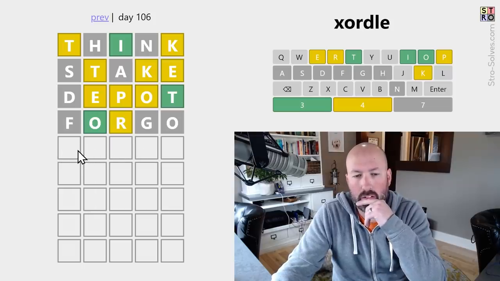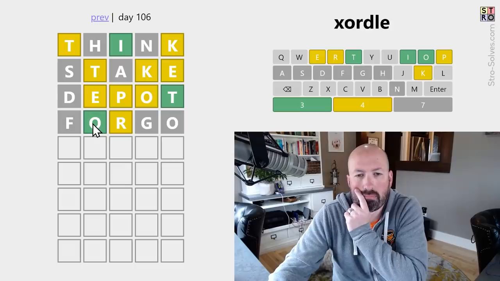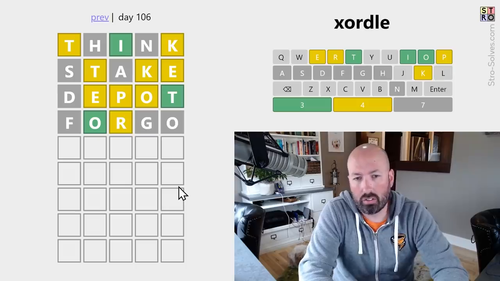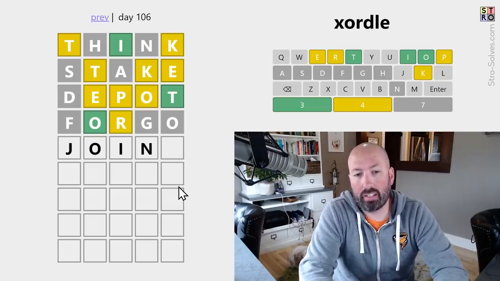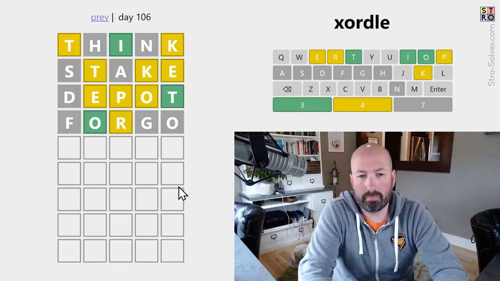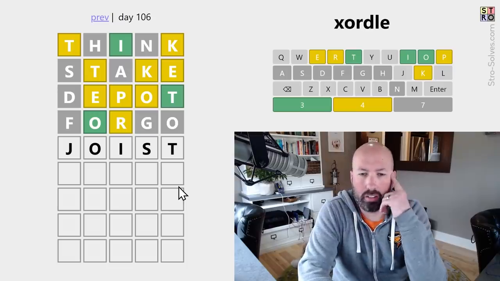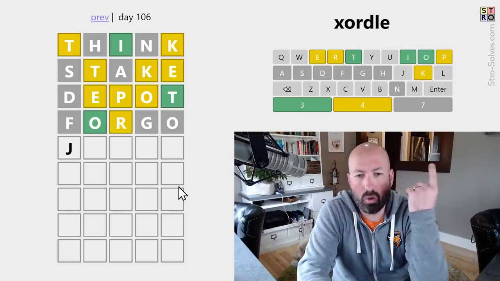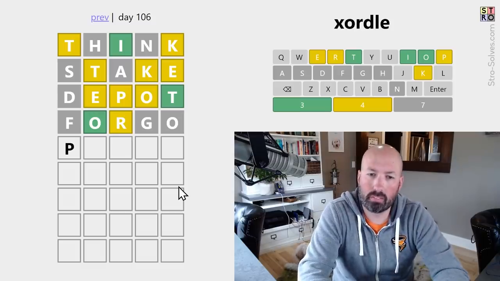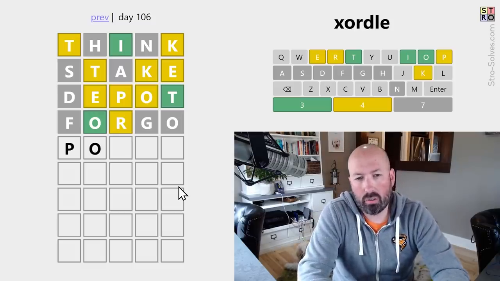So... it could be O-I, though. Something O-I. Like... joint? But we don't have the N. Joist? No. Wait, no H. Joist would be good, other than the S. And the O, I, and T don't have to be all in the same word either, of course, but... P-O something, maybe?